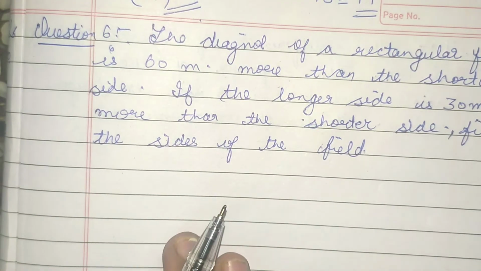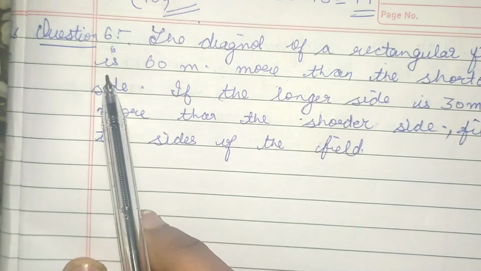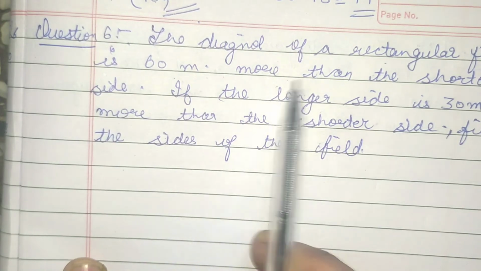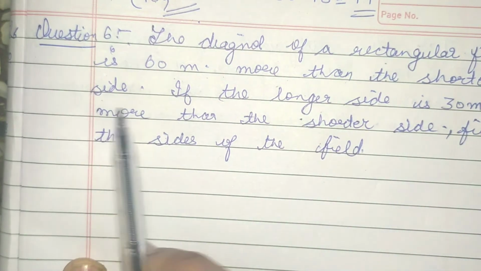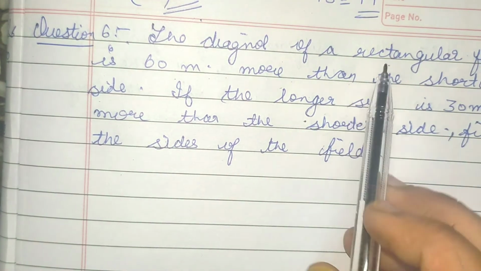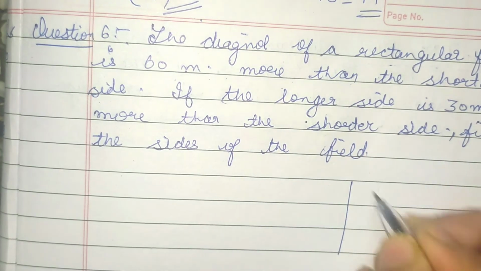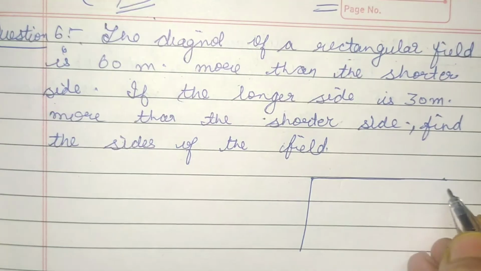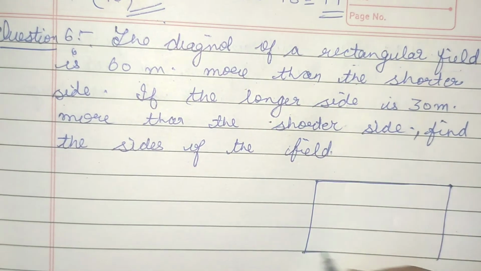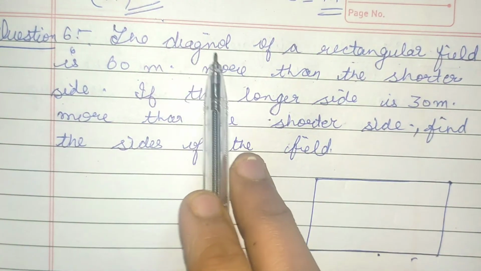Okay, moving to question number 6. What does question number 6 say? The diagonal of a rectangular field is 60 meter more than the shorter side. What figure is given to you? This is a rectangular figure. So draw the figure side by side. When you are reading the statement, draw the figure. A rectangle is given. And what else is given to you?